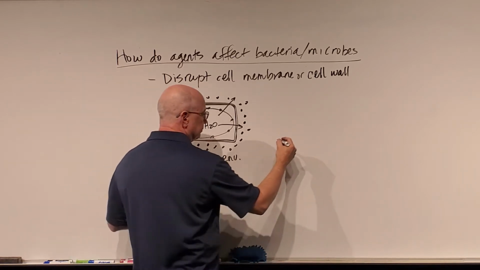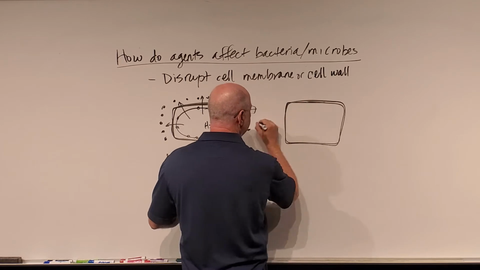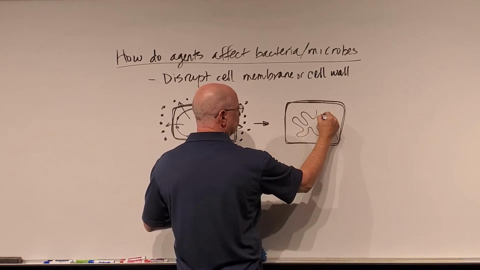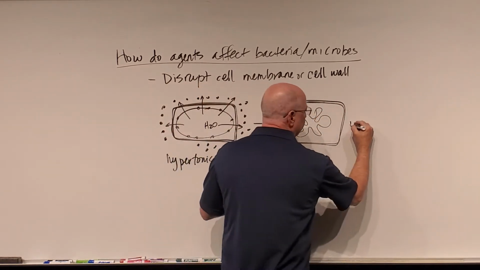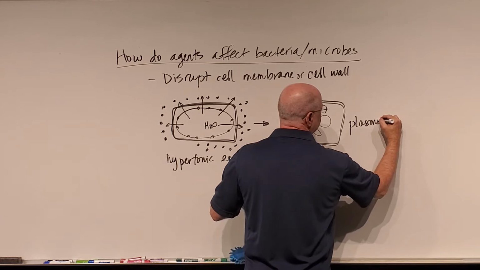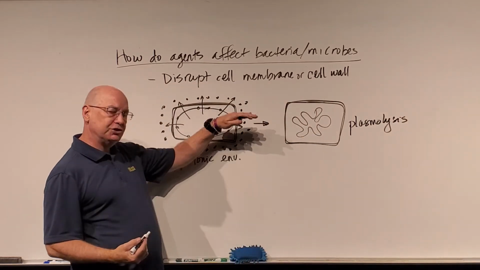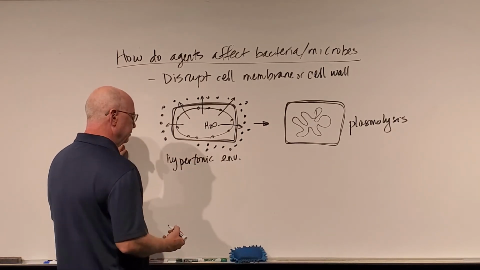And what can result is I can get a bacterium where the inner cell membrane starts to separate from the cell wall and they shrivel up. We call this process plasmolysis. And plasmolysis can slow the rate of bacterial growth. It disrupts a lot of their metabolic function.